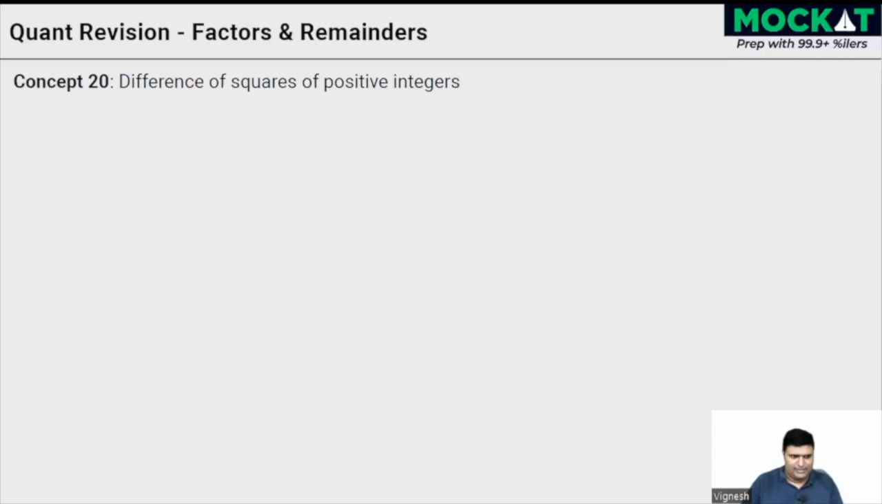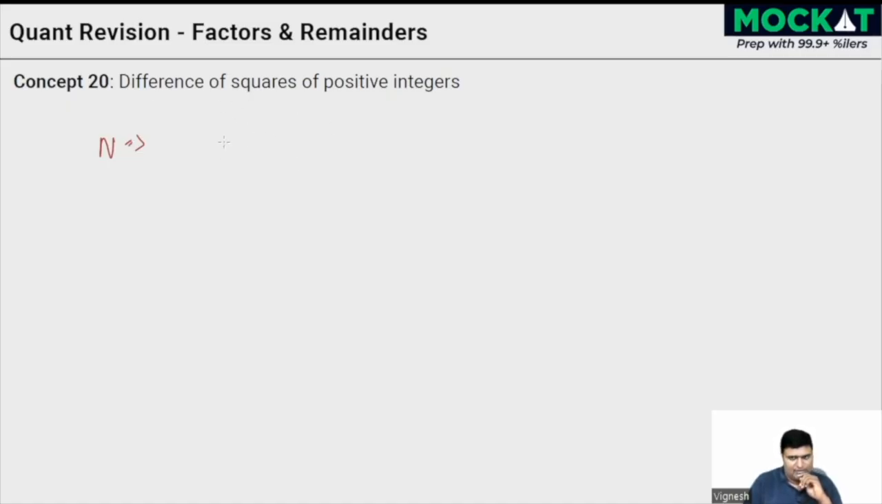Now on to 4 types before we pick up some questions. 4 or 5 special types which I have in the lesson. Where you have the difference of squares of positive integers, where you have a number, and in how many different ways can you write it as the difference of squares of positive integers.